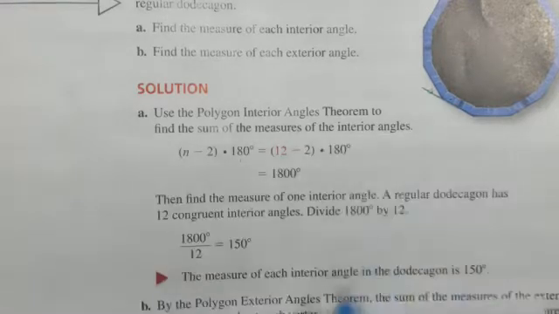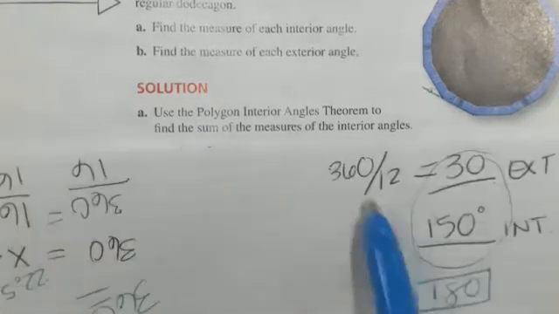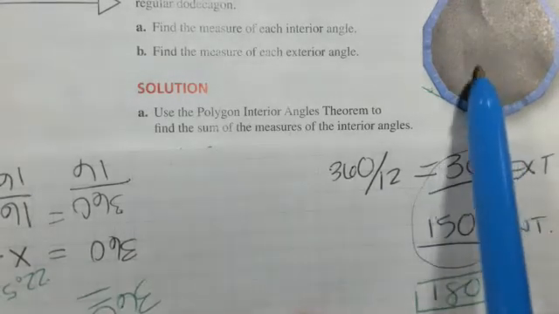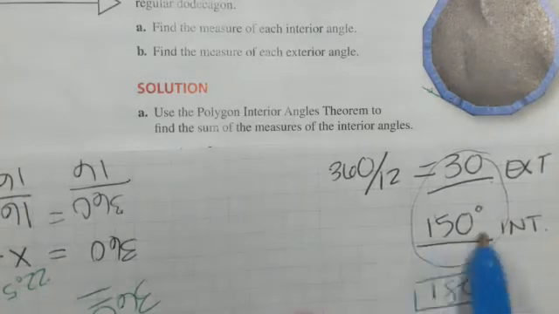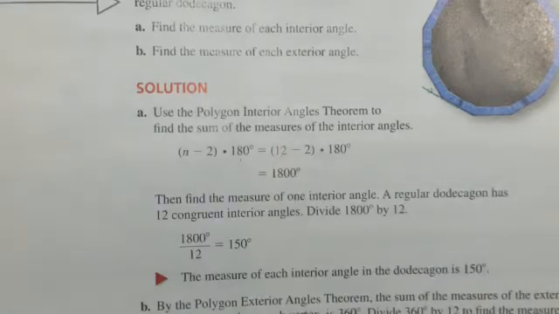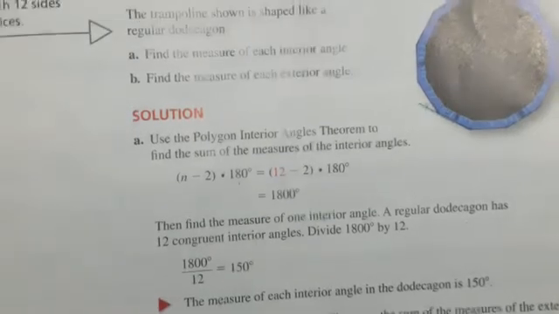So we didn't even have to go through this whole part right here. We could have found our exterior angles. It's 30. Since it's a regular shape, we know that this has to be our linear pair and that each one's going to be the same. So we can just say our interior angles are 150 without even having to calculate anything. That only works with regular shapes. If you don't have a regular shape, it's not going to work.